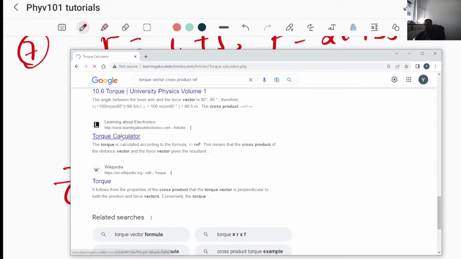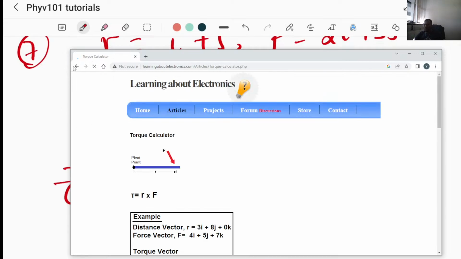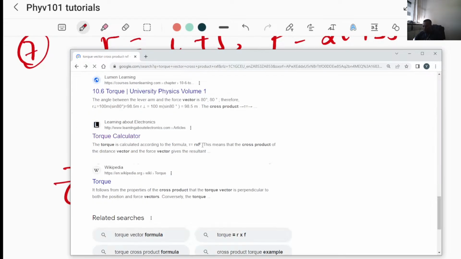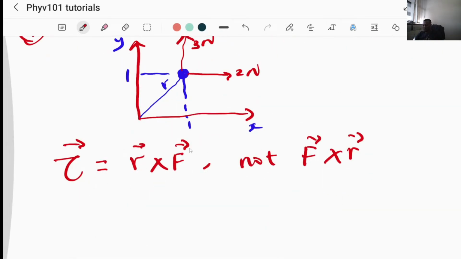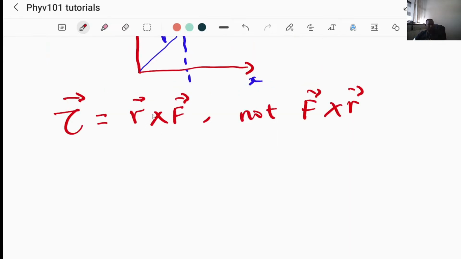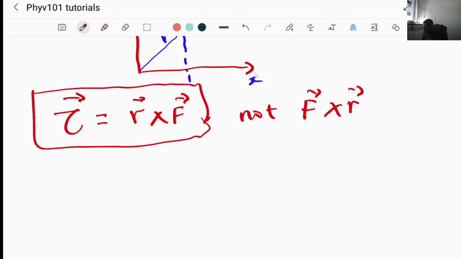Let's see, torque calculator. I could see here, torque is defined as R cross F. I was right in my head, but it's been a long time since I thought about it. Therefore, it's R cross F. We know how to define the torque. This is what I'm going to use, not this one. This is wrong. You get a negative if you use F cross R. It must be R first, cross F.